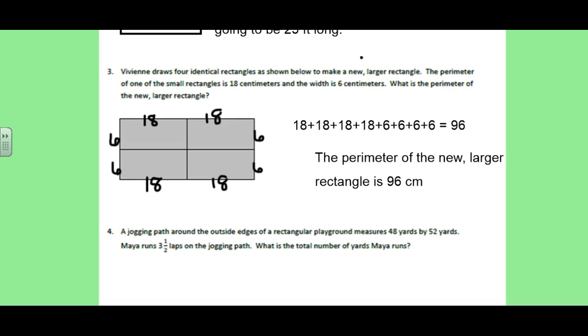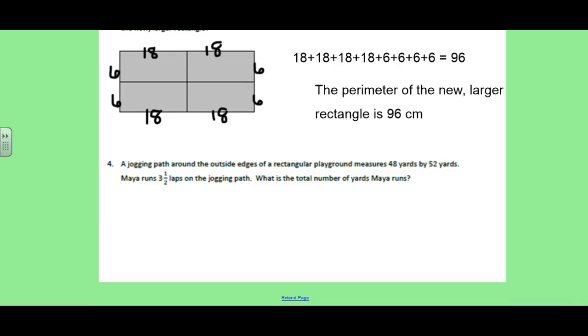So whenever you add up all of the side lengths, you should have gotten 96. So the perimeter of the new larger rectangle is 96 centimeters. Now we're ready to move on to number 4.